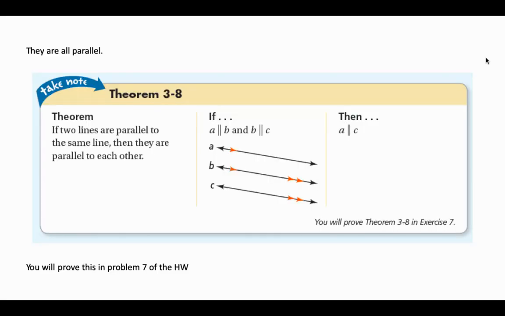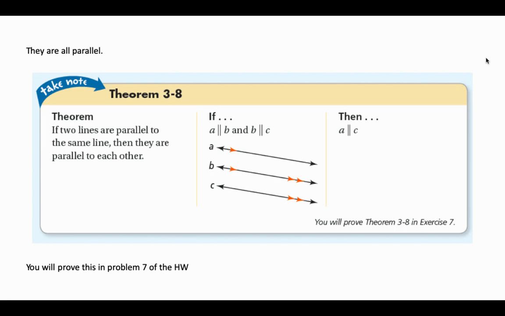So this is a theorem. If two lines are parallel to the same line, then they are parallel to each other. You don't have to memorize numbers like 3.8 or anything like that. If A is parallel to B and B is parallel to C, then A is parallel to C. You're going to prove that in the homework. But if you said that's true because of the transitive property or chain rule, you would be correct. Once again, it's going to be in the homework.